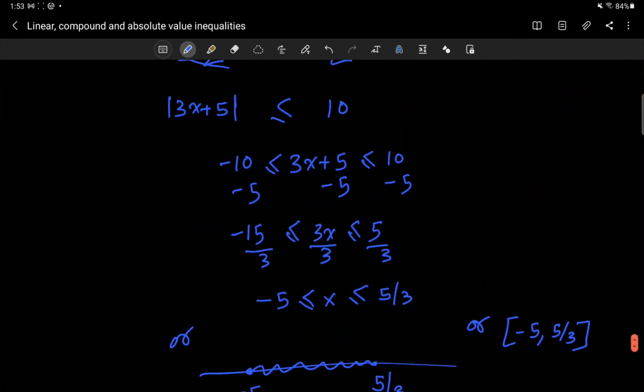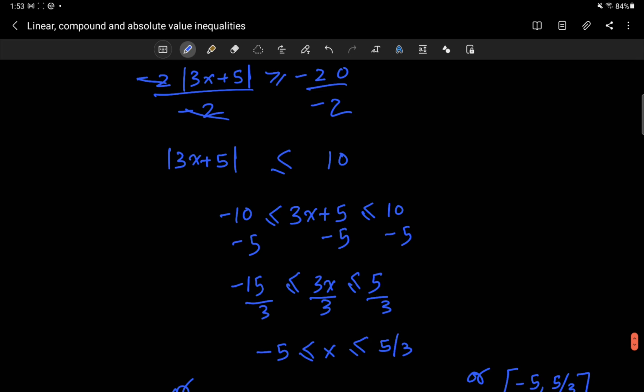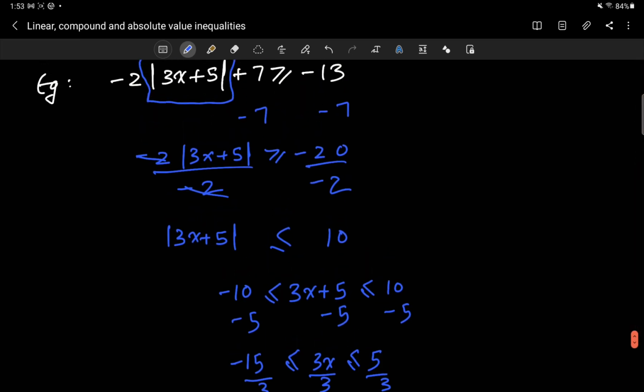Okay, that's the last example I have here. So that's where we are going to end with absolute value inequalities.